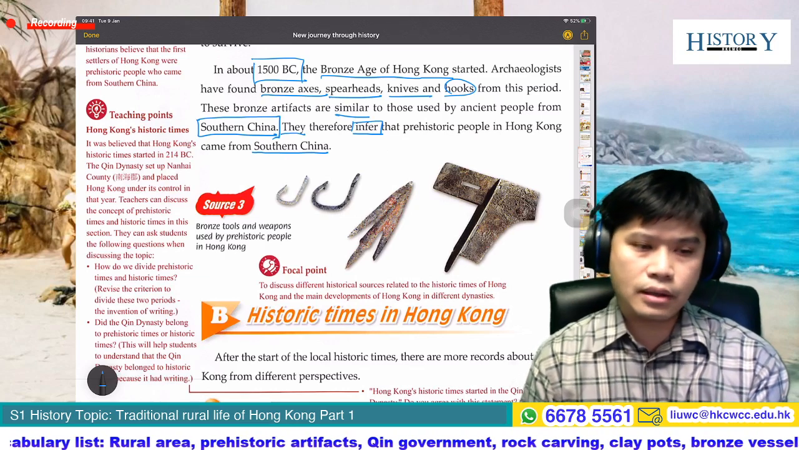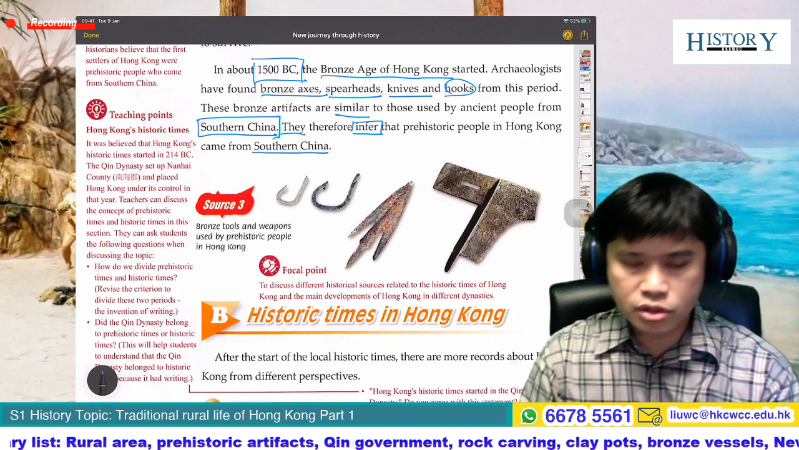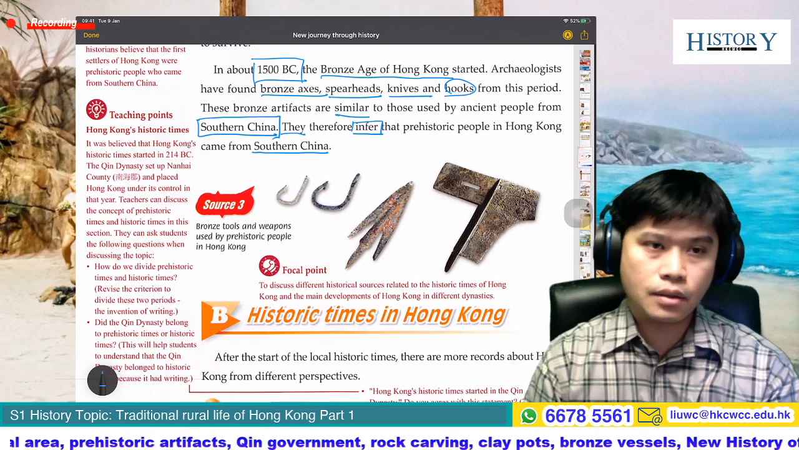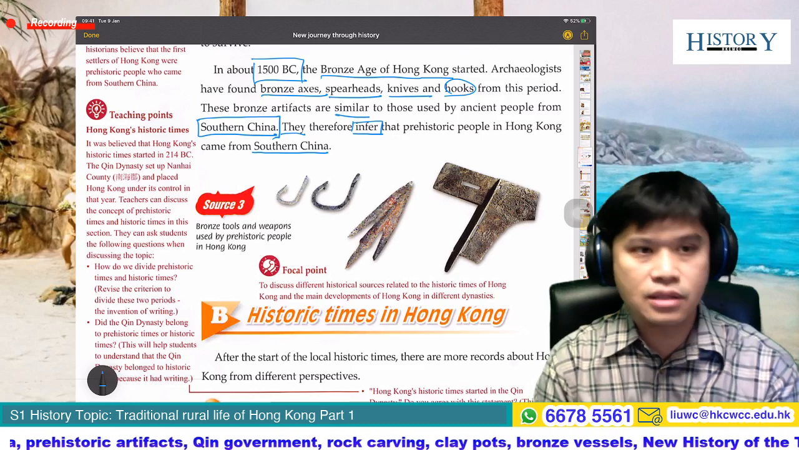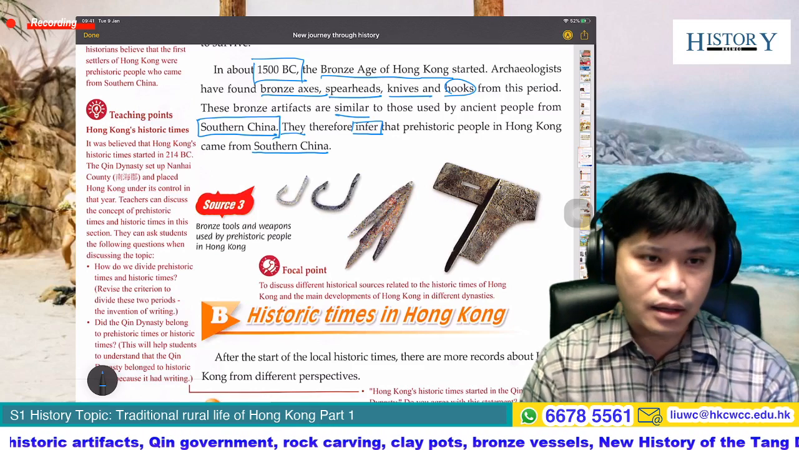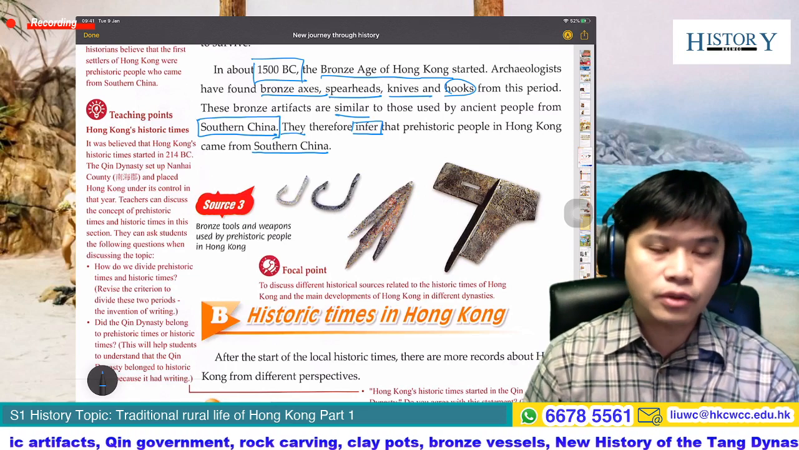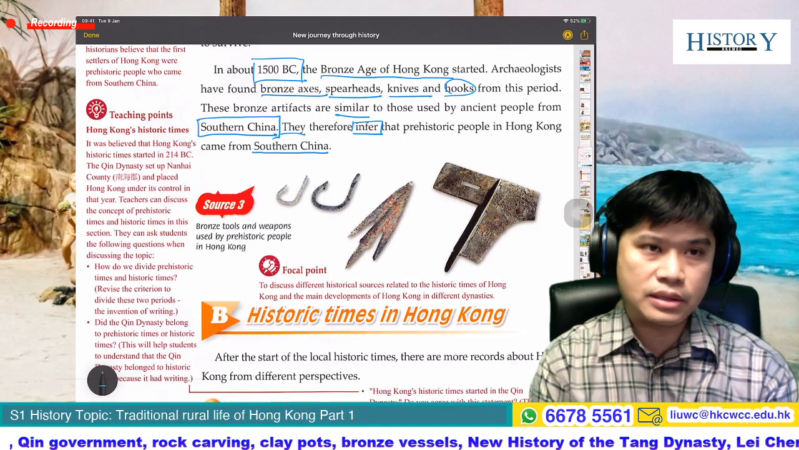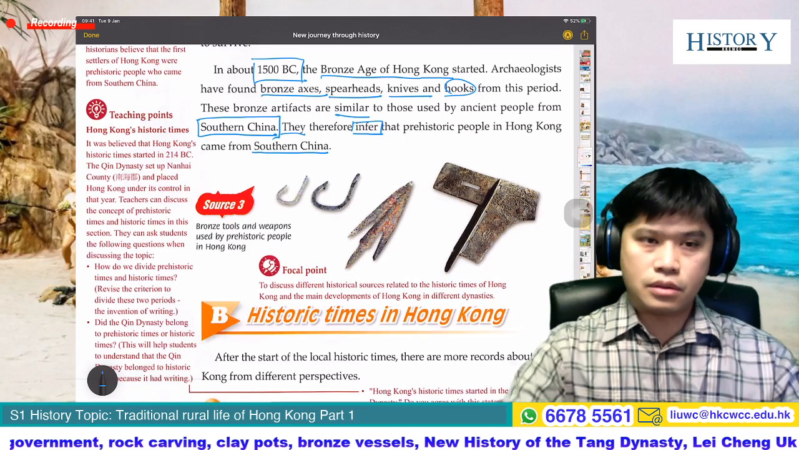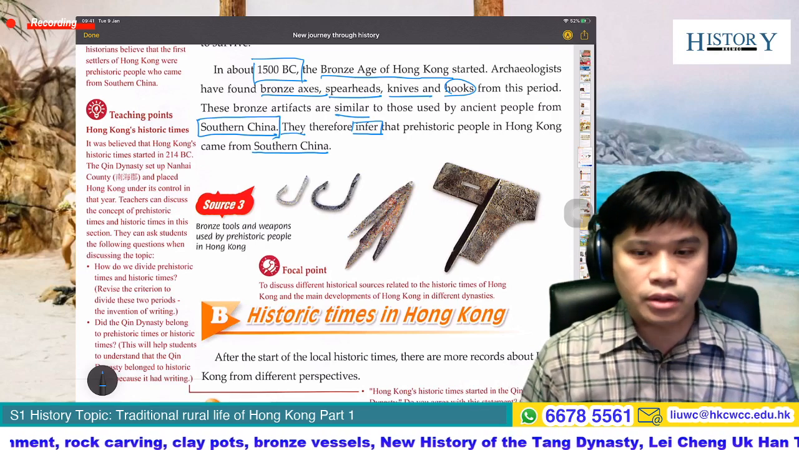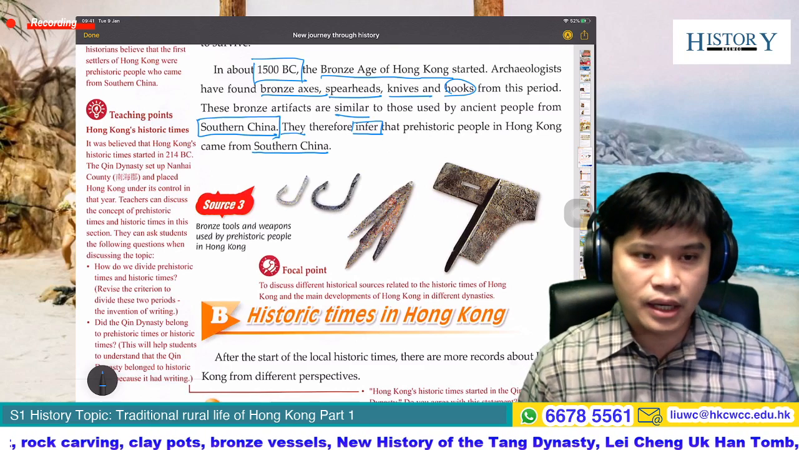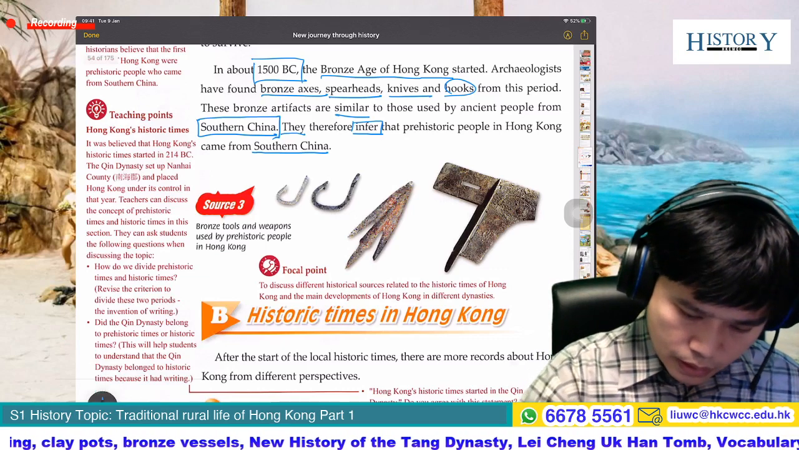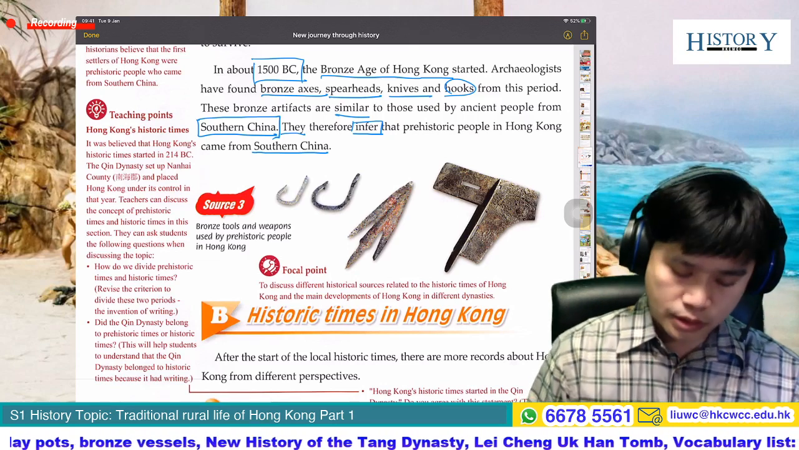So therefore, we do not have much information about the prehistoric life in Hong Kong, because we don't have many artifacts. But we can make use of the existing artifacts and compare them with the artifacts in southern China. Then we can infer that life in Hong Kong could be similar to that of the people in southern China. Why? It is because they were living in the same region, and it is expected that they might have a similar living style. So that would be the life in prehistoric times in Hong Kong.